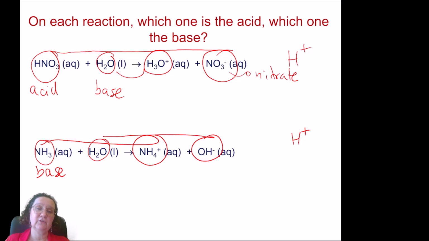So if I track the journey of the water molecule from the left, the reagent side, to the right, the product side, then I see that it has lost a hydrogen ion, and it has formed the hydroxide or hydroxyl anion, and that means it has lost hydrogen ions, it has behaved like an acid.